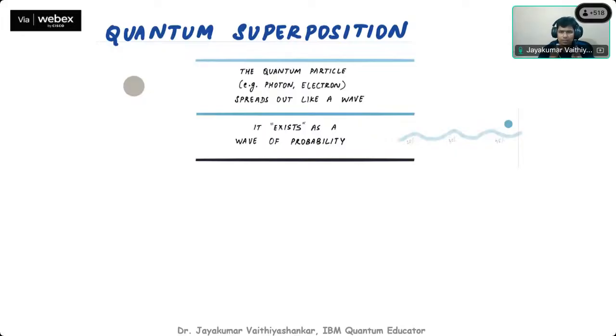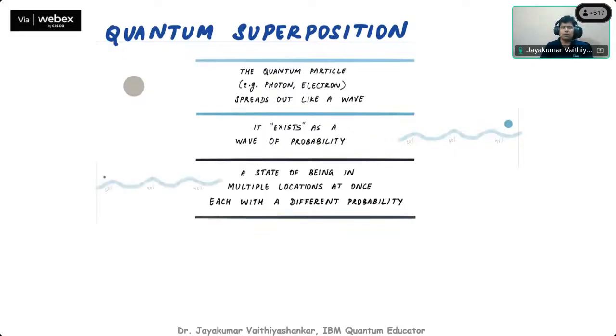So it will not exist in a single place. It will exist in multiple places. A state of being in multiple locations or multiple places at once, each with a different probability. So a quantum particle could exist in multiple places and also with different kinds of probability. According to the place, the probability will differ.